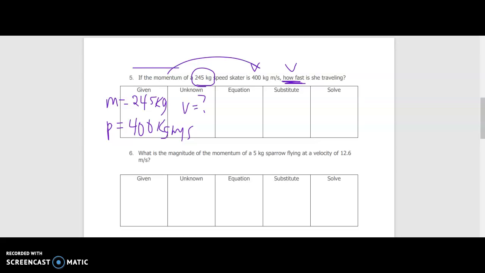And remember, we can use our triangle to tell us that to solve for velocity, we would have P on top, M on bottom. So for velocity, it would be P, or momentum, divided by your mass. So V is equal to our momentum, 400, divided by our mass, which was 245. When we do 400 divided by 245, we get 1.6. And remember, it's velocity. We were solving for how fast. So it will be 1.6 meters per second as our final answer.